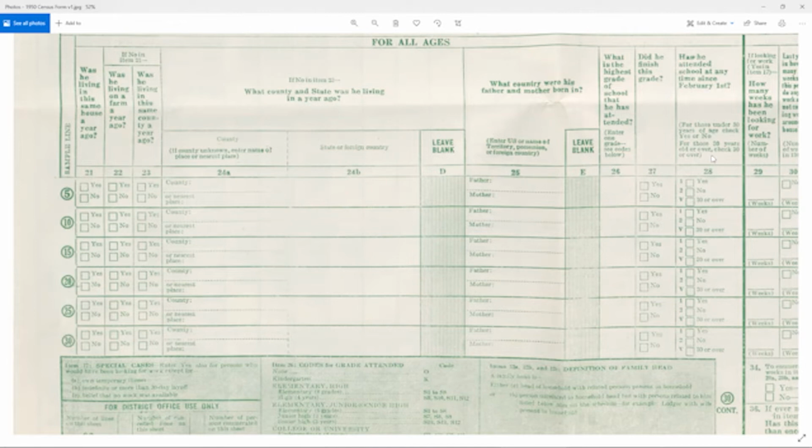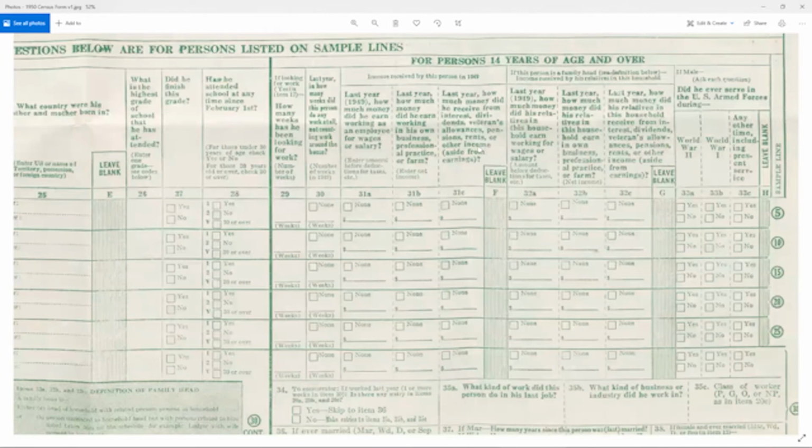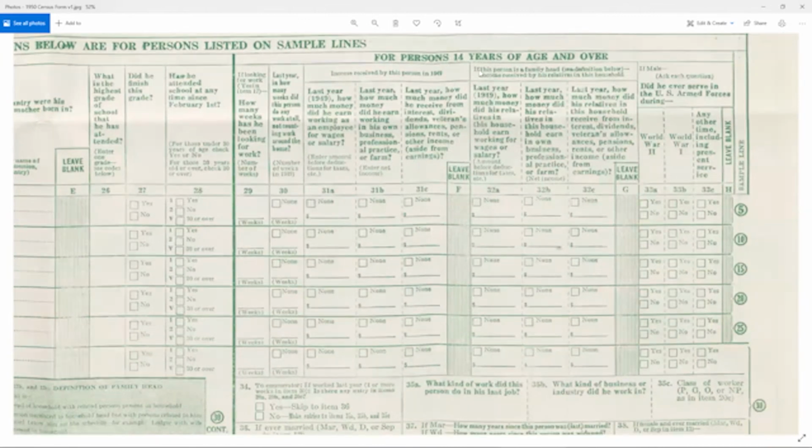So probably not an appropriate way to answer it in today's world. But remember, this was 72 years ago. So, all right. Moving on to this next batch, it's for persons 14 years of age and over.